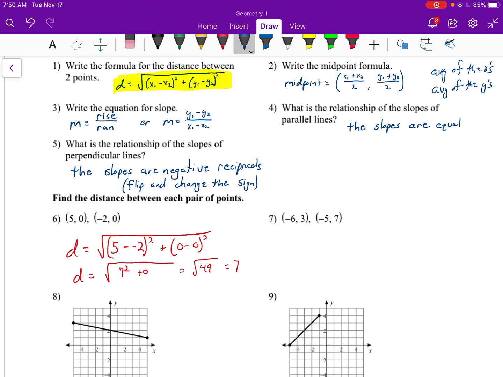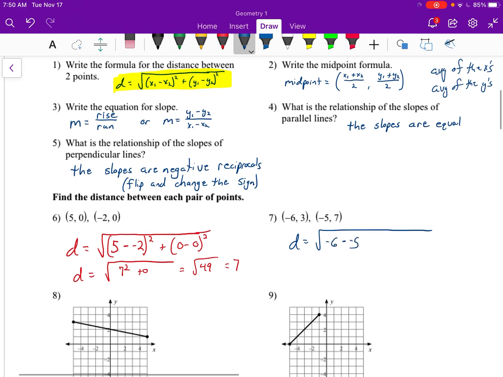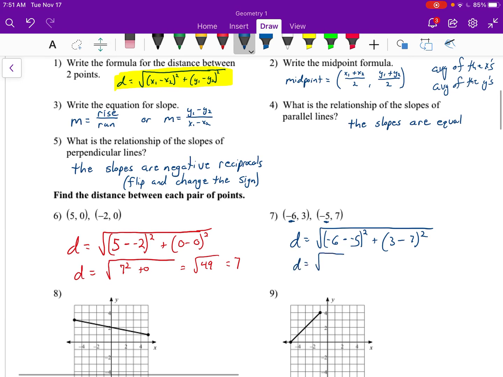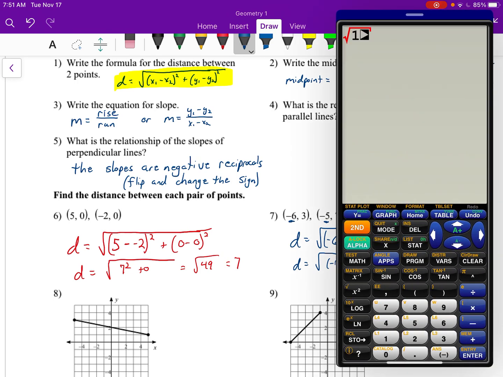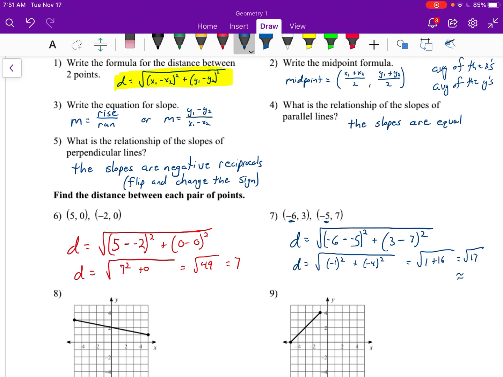Same thing with number 7. We have negative 6 minus negative 5, that's x sub 1, minus x sub 2 squared, again, be careful with those negatives, plus y sub 2, which is y sub 1, minus 7. Negative 6 minus negative 5 is like plus 5, so this is negative 1 squared plus negative 4 squared, and that's going to be equal to the square root of 1 plus 16, so the square root of 17, which is approximately equal to 4.1.